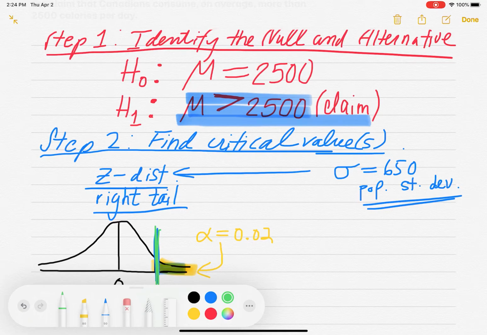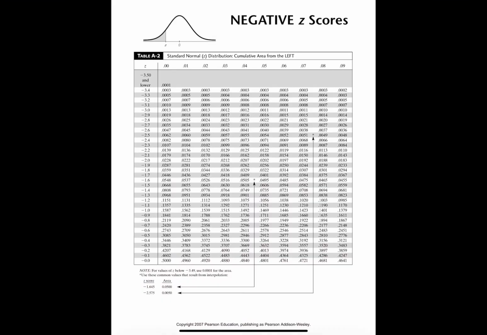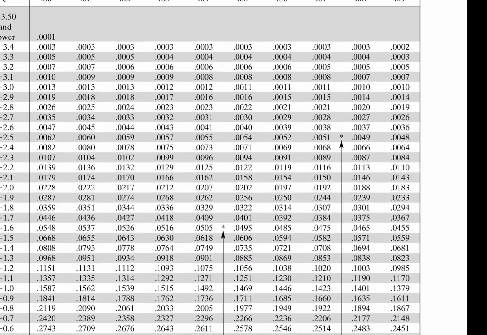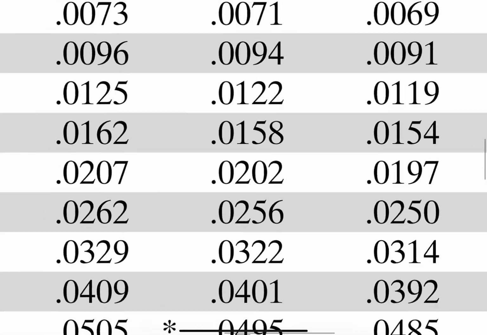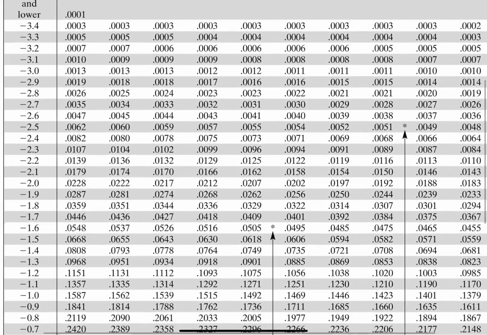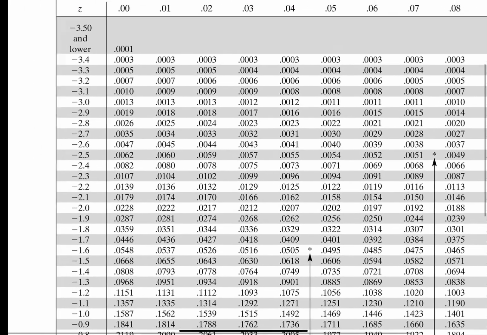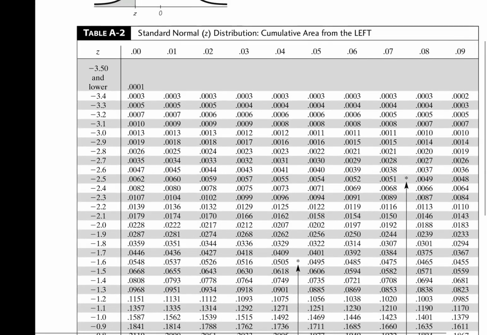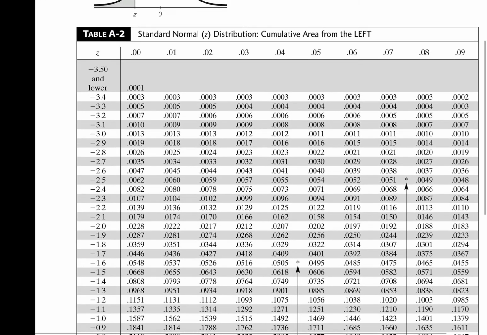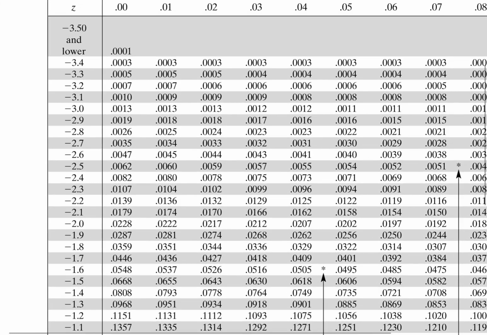Well, I'm going to go into my z table. I'm going to look up 0.02 in the middle of the table and then find the corresponding z-score. Let's see what happens. The closest number in your z table to 0.02 is 0.0202. So that's 2%. Now let's find the corresponding z-score. If you go to the left, you're going to see negative 2.0 and over the top, 0.05. So you get negative 2.05 as a z-score.